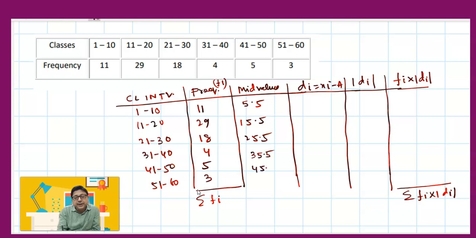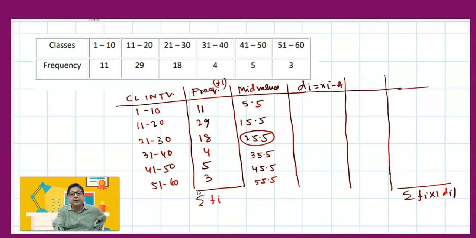This is 45.5 and this is 55.5. You find di equal to xi minus a. You take any one of them as assumed mean because we are paying attention to find the value of fi into di. This mod di we will find in the next column. So let us find the value of ti. Let us take the value of a as 25.5.